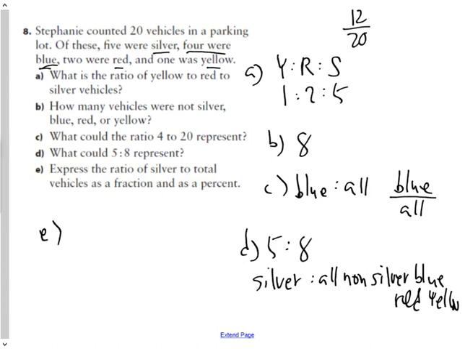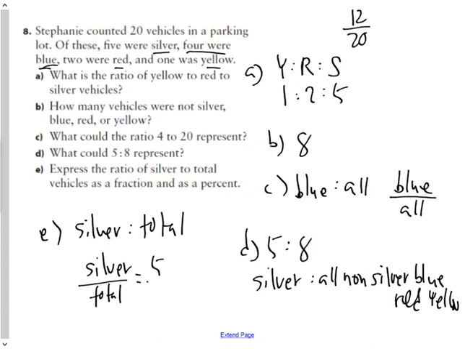And question E, express the ratio of silver to total as a fraction in lowest terms. Since it's a part to whole, we are going to write this ratio as a fraction. We are going to put silver as 5 to total, which is 1 to 4, which as a percent would be 25%. Therefore, 25% of the vehicles in the parking lot are silver.